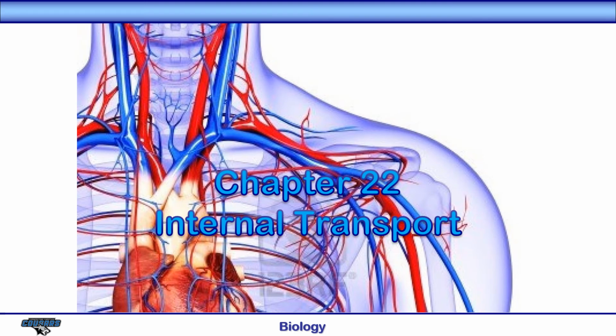Chapter 22, Internal Transport. We're going to begin by studying our circulatory system. William Harvey was an English physician, and in 1628 he clearly demonstrated the circulation of blood. So we've known about the circulation of blood within the body for actually nearly 400 years.